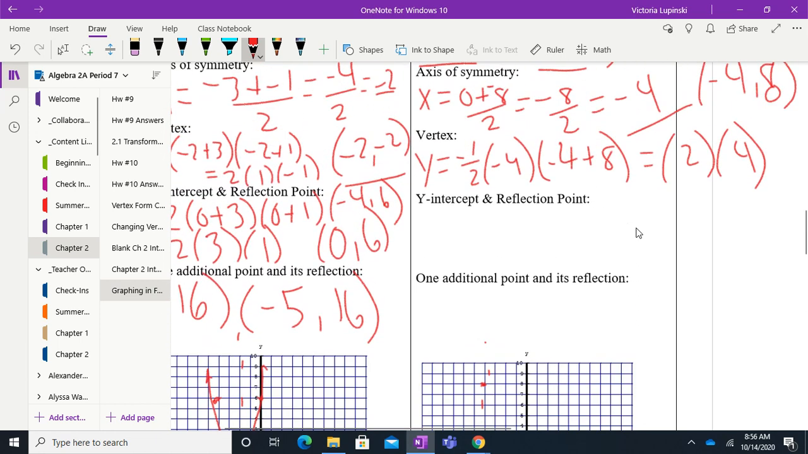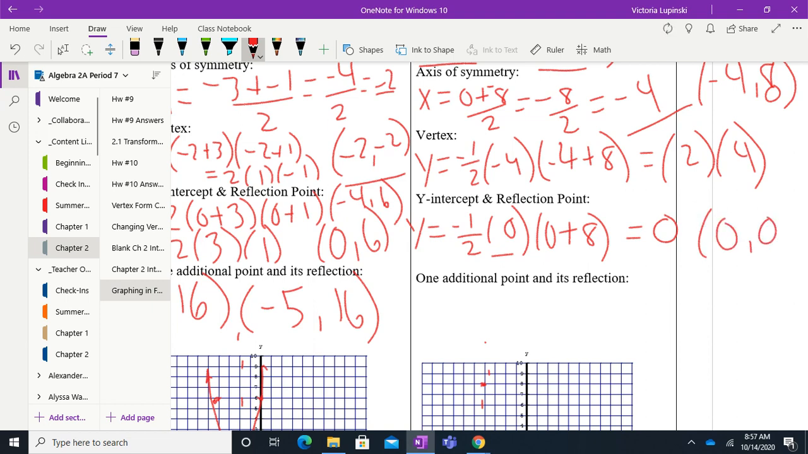Go ahead and talk about the y-intercept, which means put a 0 in for all of the x's. So y equals -1/2 times 0 times 0 plus 8. And here's the thing, because I have this 0 here, that means that as I multiply, I am going to get a 0 no matter what, which means that the y-intercept is the point 0, 0.